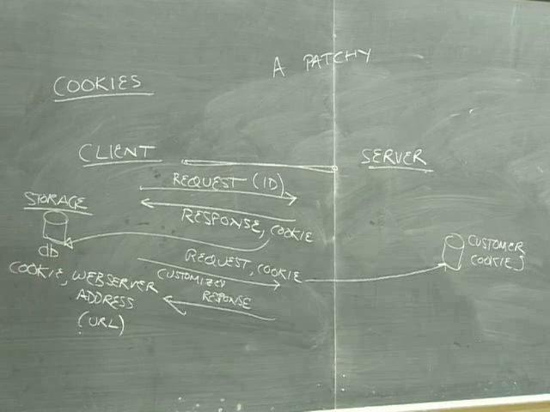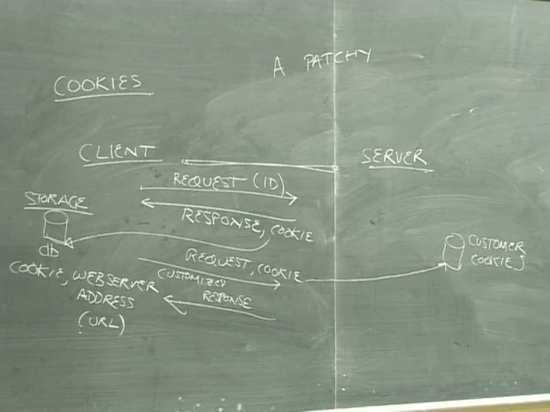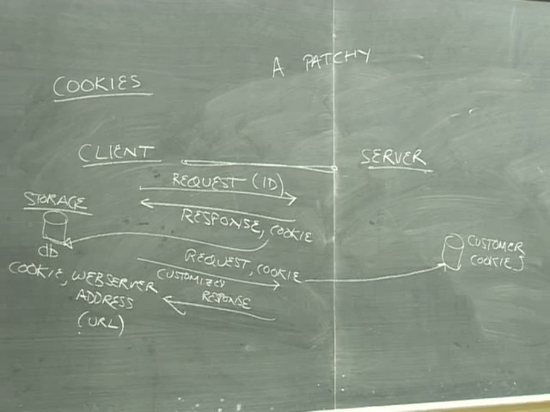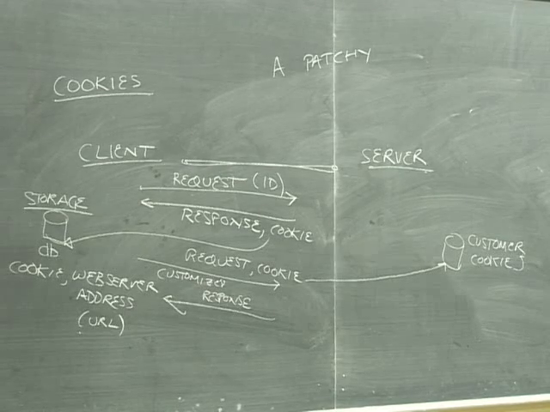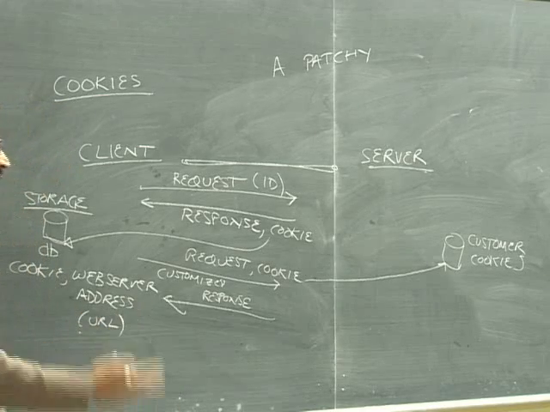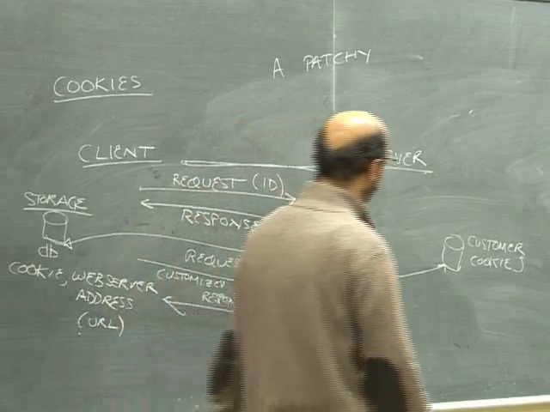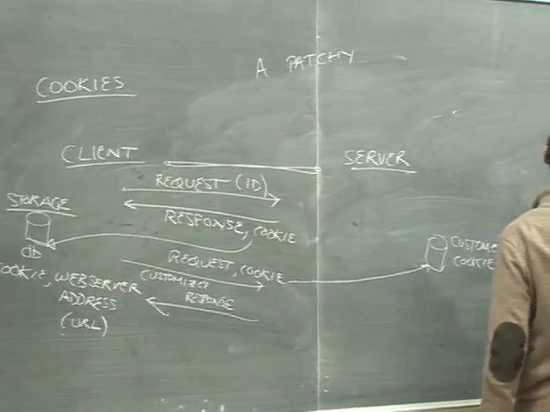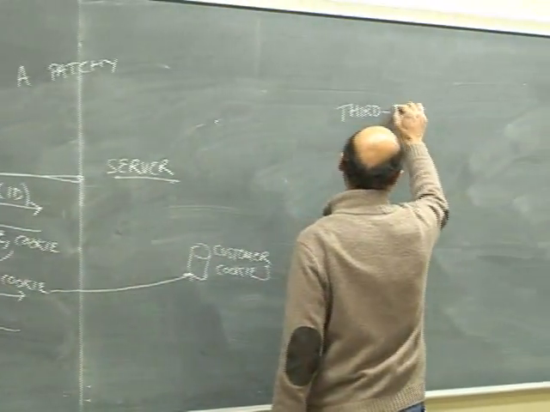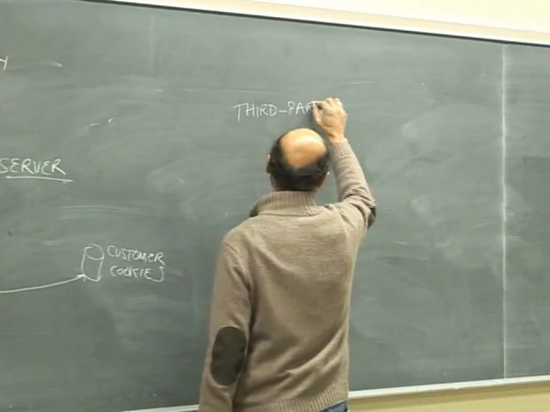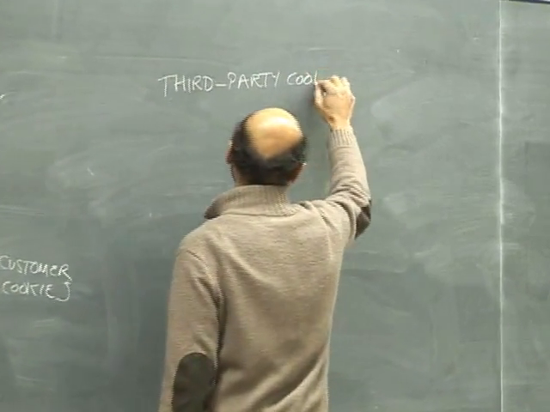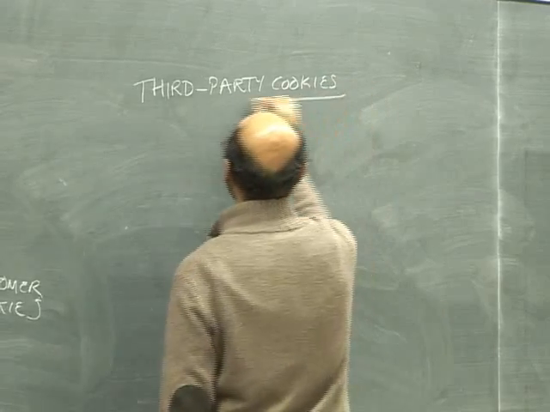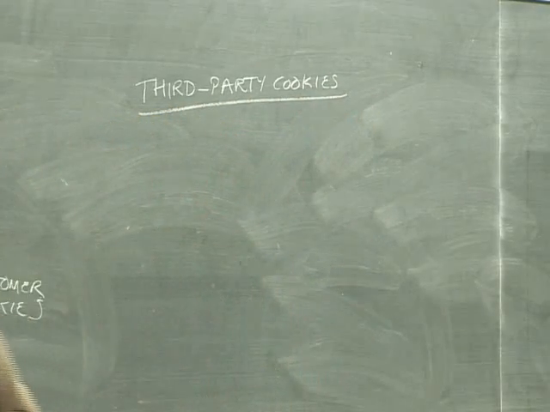Yeah, okay. So what's going on here is that the definition of cookies was done to enable e-commerce, and it has a perfectly reasonable explanation. The problem is that it can be misused. So let me tell you two ways in which they can be misused. The first misuse is what's called third-party cookies. So a third-party cookie looks like this.